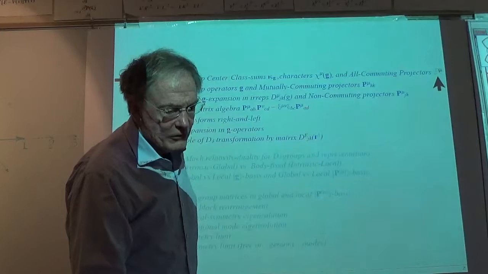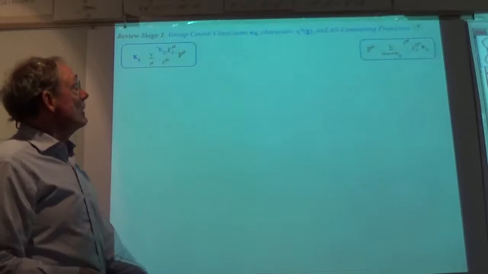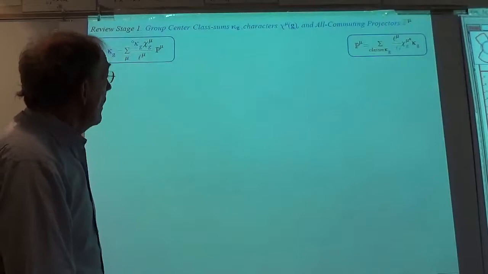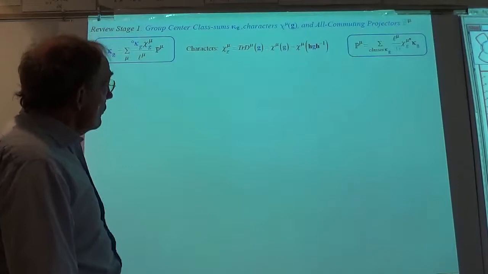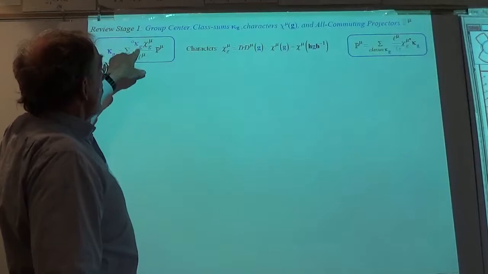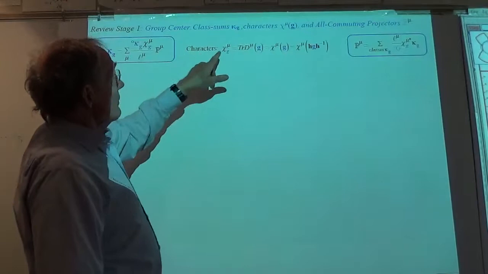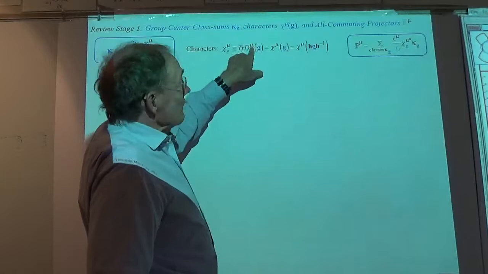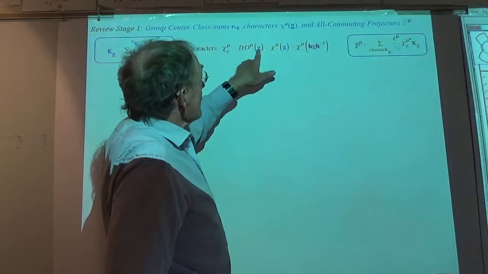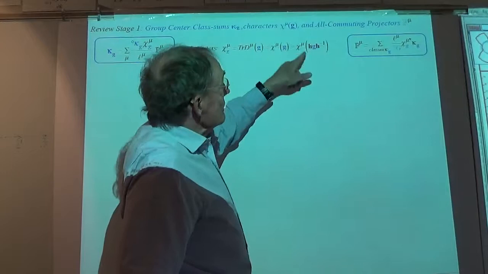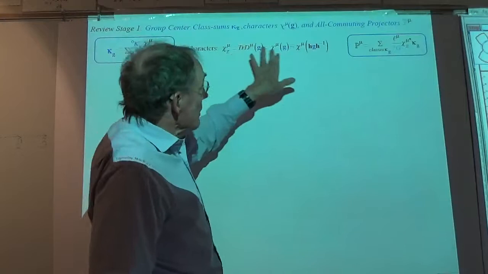So let's start off with review of stage one. In the center, we have a set of classes, and we're trying to obtain the projection operators that are linear combinations of those class sums. Just to remind you, the coefficients that do this transformation are the class order, an integer, and a dimension, that is the dimension of what's going to be an irreducible representation. The characters themselves are the traces of those matrices that we're looking for in the third stage. Different notations for the character: chi, mu, parentheses, group element, or a subscript indicating the class of that group. And these traces are invariant to similarity transformation, so every element of a class will have the same number in its trace.